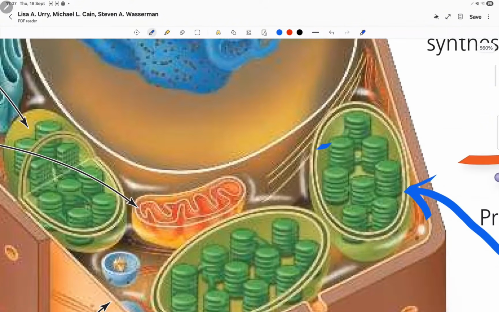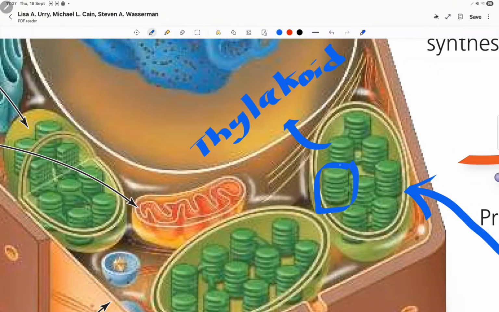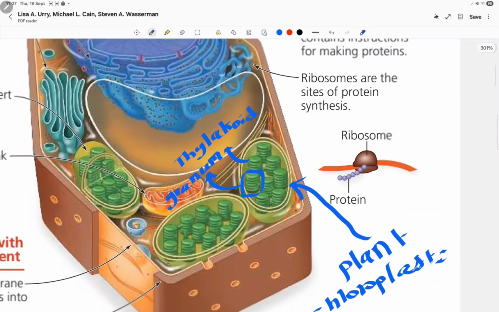Each coin is called a thylakoid. A thylakoid is the name of each individual coin. The stack of coins is called the granum. Granum. That's a stack of coins.